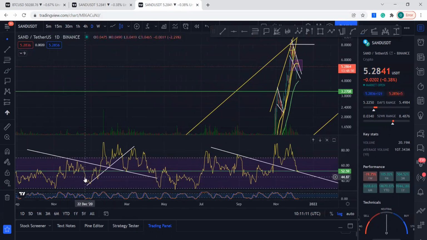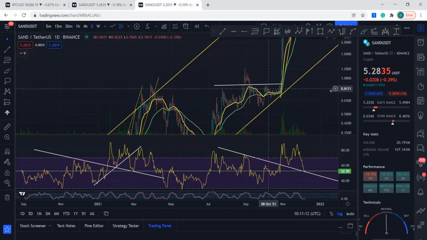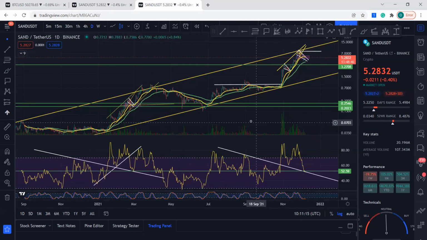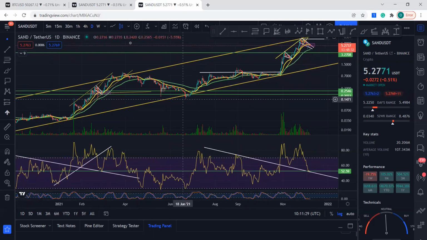Look at this. This move came down because that was the previous run. But now it came down, and look where we were. We were right over here at that time. It came here, went up again. The price went up. So Sand has done this before. That's why I'm laying out these scenarios. It found support here, then went up.